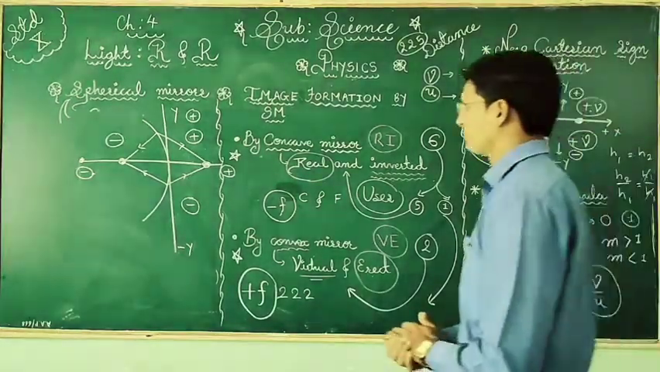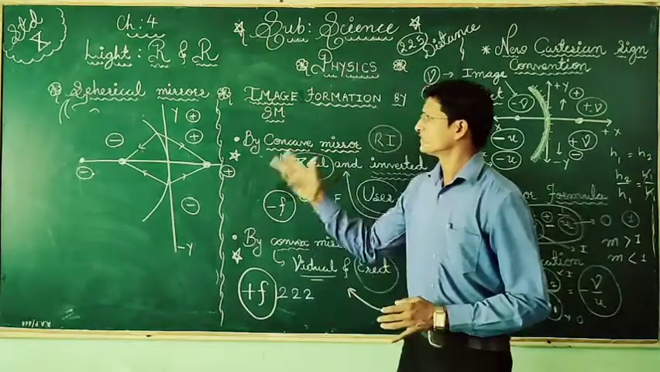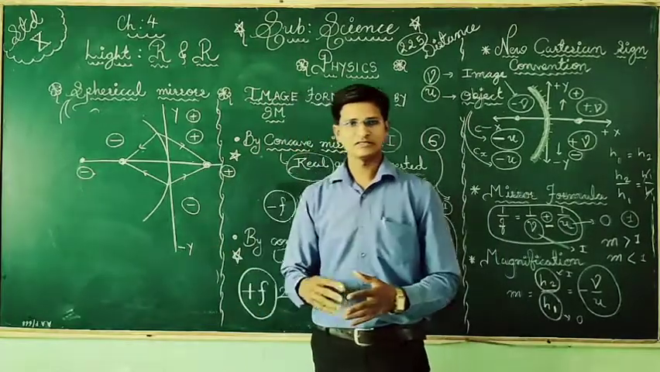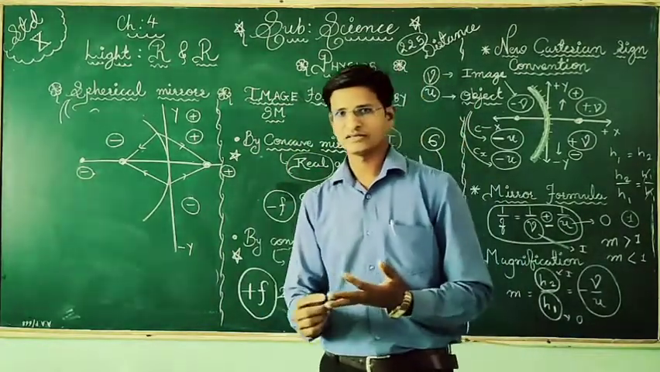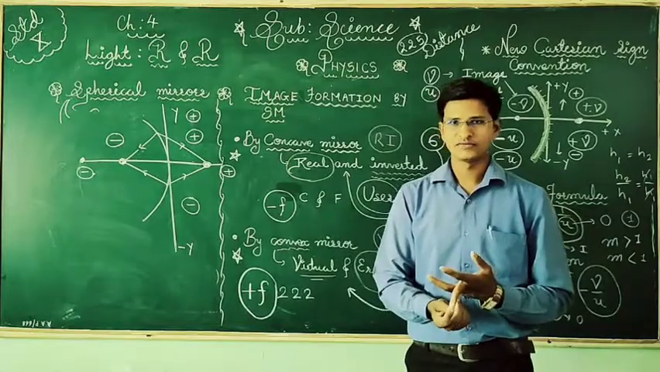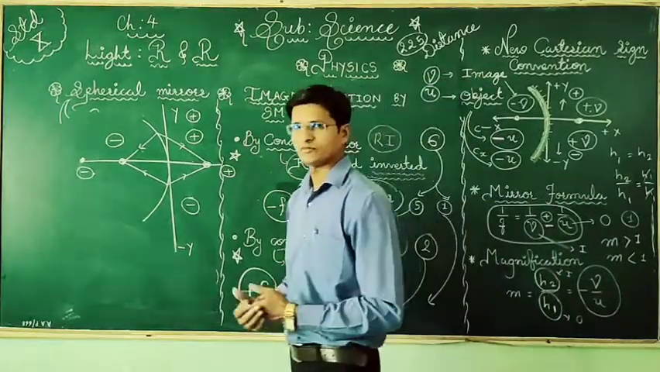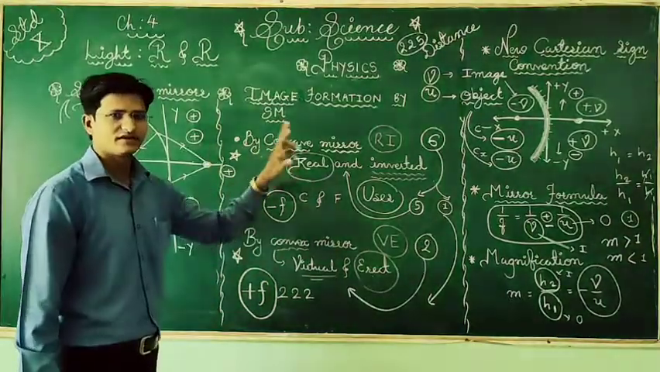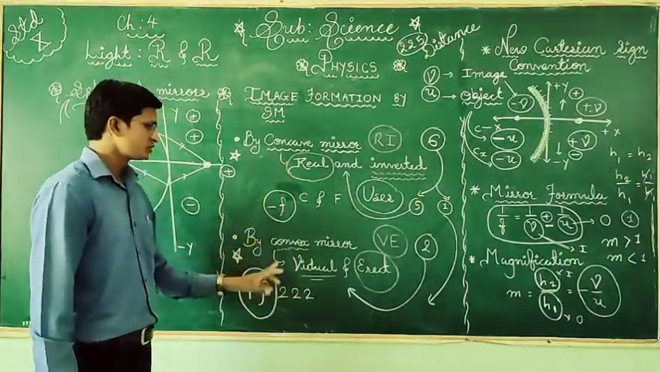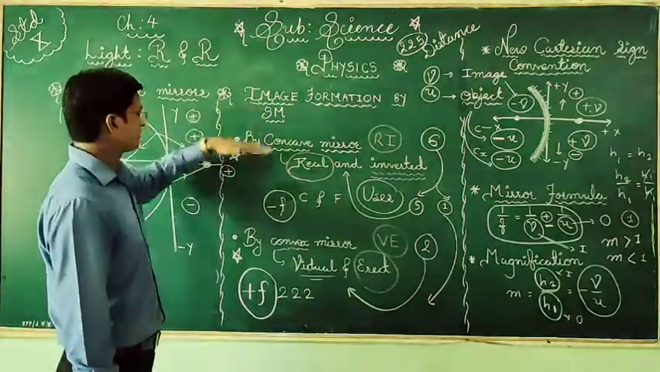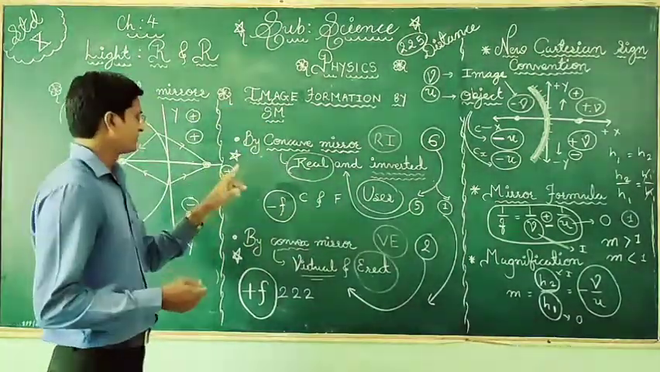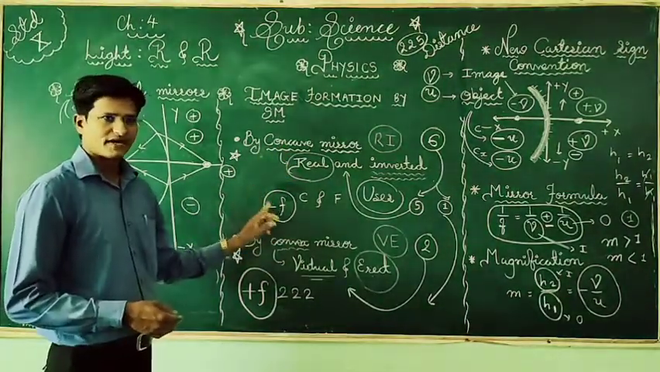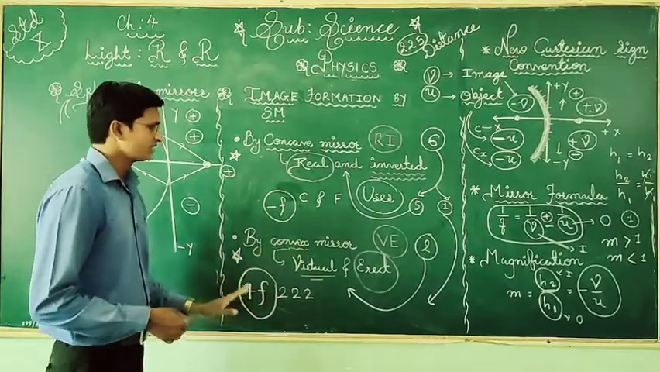Once again I want to revise everything. Chapter 4, Light, Reflection and Refraction. In the topics we have discussed terms regarding reflection, the laws of reflection, and today's topic, image formation by spherical mirror. Concave mirror: real and inverted. Convex mirror: virtual and erect. When we talk about sign convention, in the concave mirror the focal length is minus, in the convex mirror the focal length is plus.